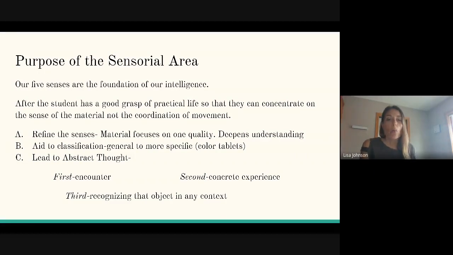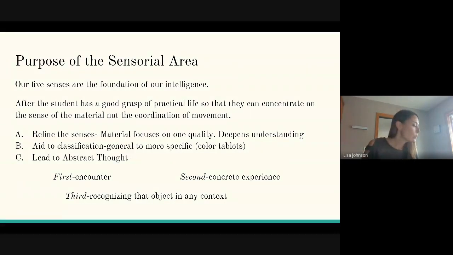So anyway, what is the purpose of the sensorial area? Our 5 senses are the foundation for our intelligence, right? We learn by touching, we learn by smelling, we learn by listening, we learn by tasting. So after the student has a good grasp of practical life and how to manipulate items in the classroom, they can move on to sensorial. That is so that they can concentrate on the sense of the material and not the coordination of movement. And we talk about coordination of movement in the practical life area.